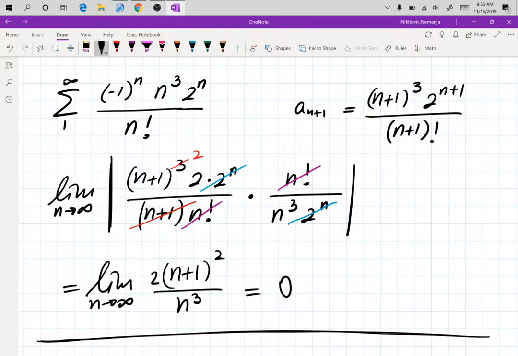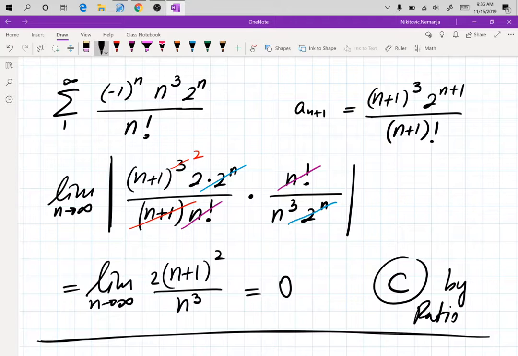That was 0, it's less than 1, so it converges at 0. No, it just converges. Okay, it converges by ratio test. Sorry. Yeah, you have to write that, converges by ratio test, but it doesn't converge at 0. It just converges.